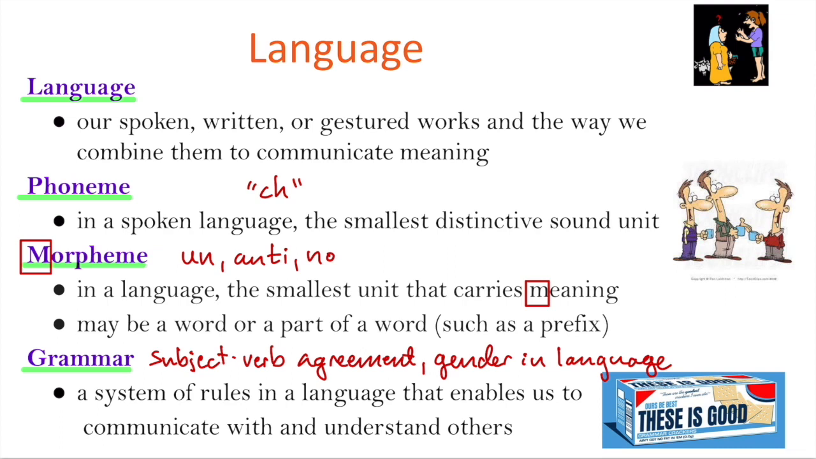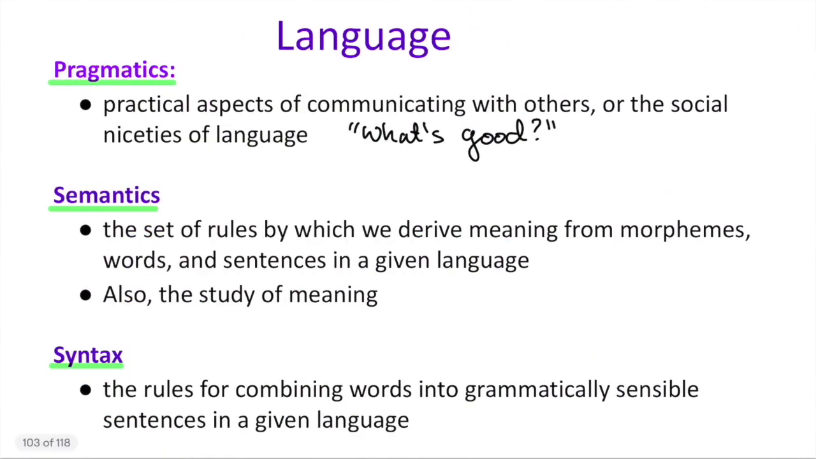All right, now there are things beyond language's basic meaning. Semantics, or the study of meaning, is where we derive meaning not only from morphemes, but from entire words and sentences. And that's essentially what language is. It's what do you mean by this? But you also have pragmatics. These are the practical aspects that are unspoken understandings.